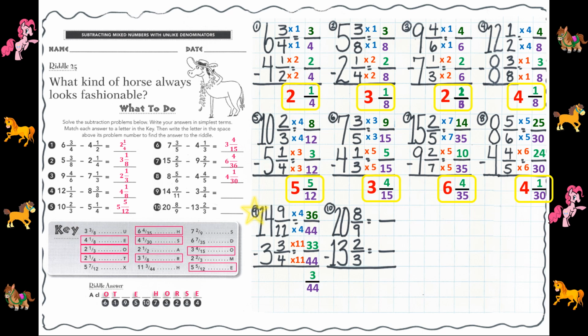I cannot reduce, so now I subtract my whole numbers. 14 take away 3 equals 11. 11 and 3 over 44 is the answer to question 9. This matches with the letter H. So where I see a 9, I write H.